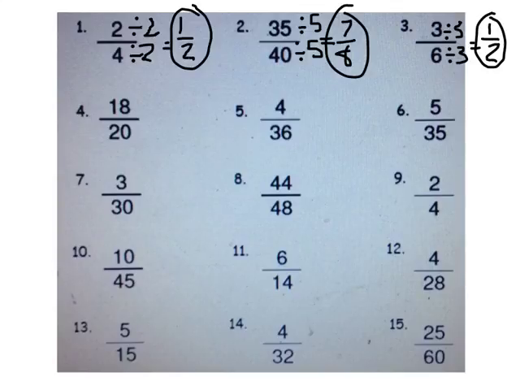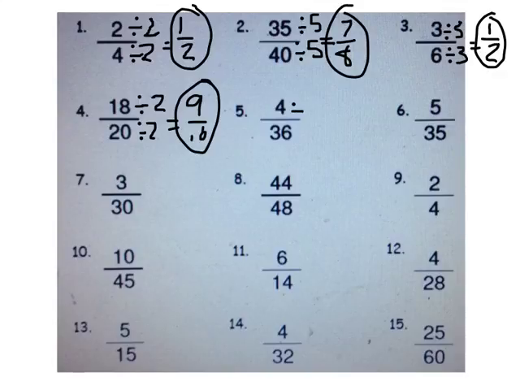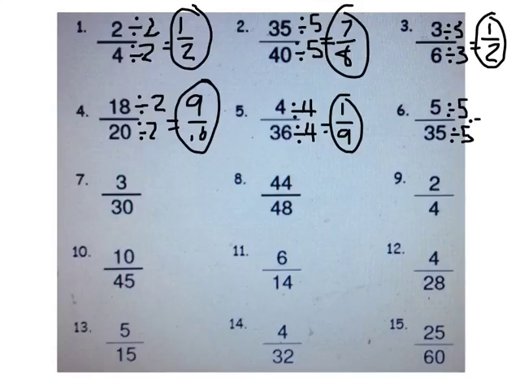18 over 20. Write 18 over 20 in simplest form. Well, 2 goes into both. The correct answer is 9/10. 4 over 36. Write it in simplest form. 4 goes into both. The correct answer is 1/9. 5 over 35. Write it in simplest form. 5 goes into both. The correct answer is 1/7.